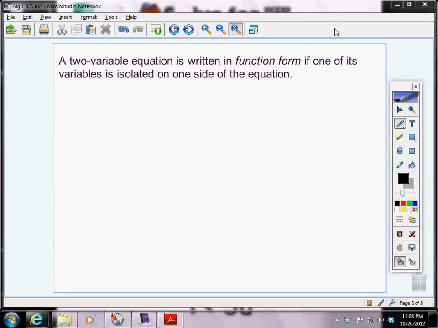An important concept in algebra is something called function form. It says a two-variable equation is written in function form if one of its variables is isolated on one side of the equation. Another way to think of it is we want to always solve for y, because y is your dependent variable, so normally our formulas are written as y equals something. So let's look at an example.